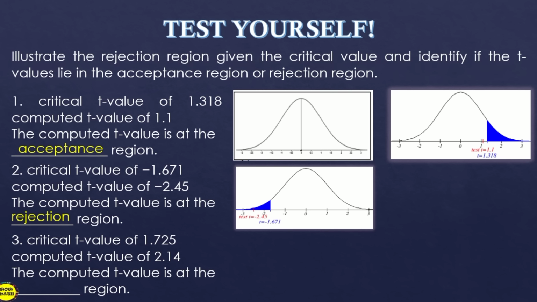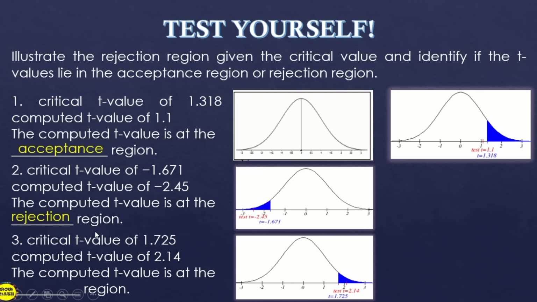How about number 3? So dito pa lang, class, kahit wala yung graph, makikita nyo na agad eh. 'Di ba? Yun sabi ko sa inyo kanina, kapag mas mababa yung computed value sa critical value, nasa labas yan ng rejection region. Ibig sabihin nasa acceptance region siya. Pero kapag mas mataas yung computed value sa critical value, ibig sabihin niyan nasa loob siya ng rejection region. So tingnan natin, apply natin dito. Yung computed value natin ay mas mataas sa critical value. So ibig sabihin nasa loob siya ng rejection region.